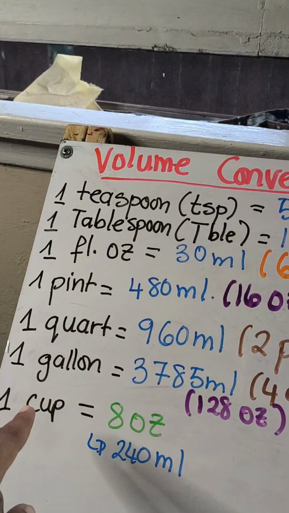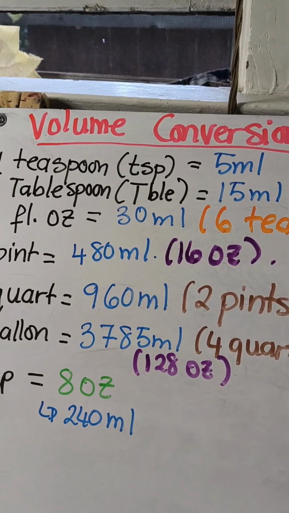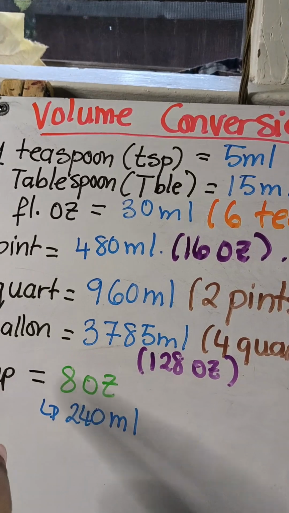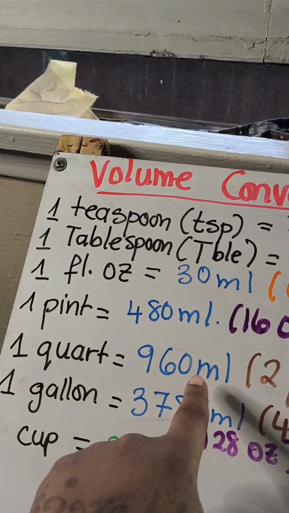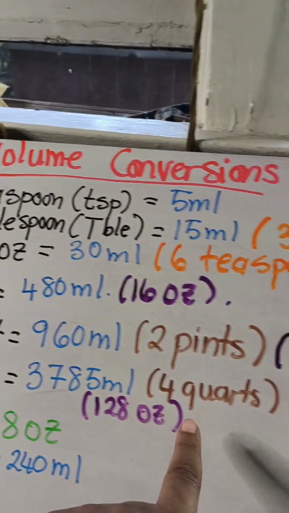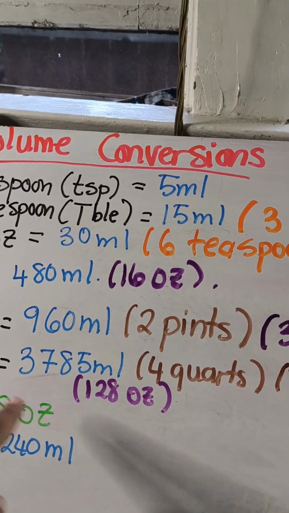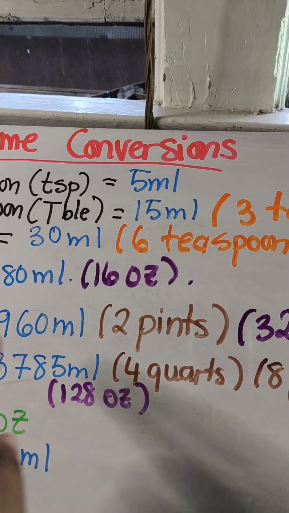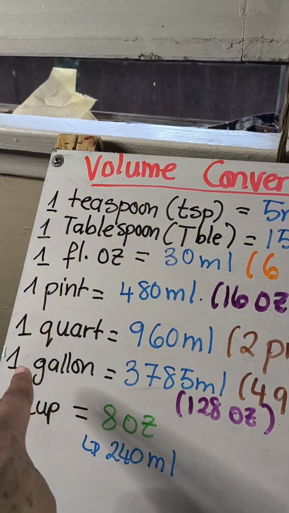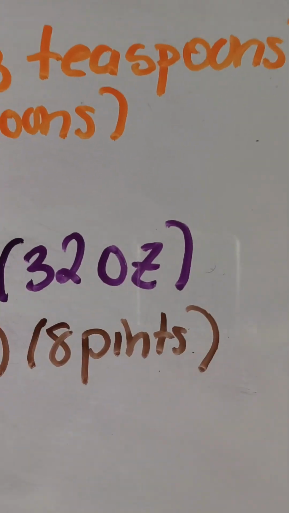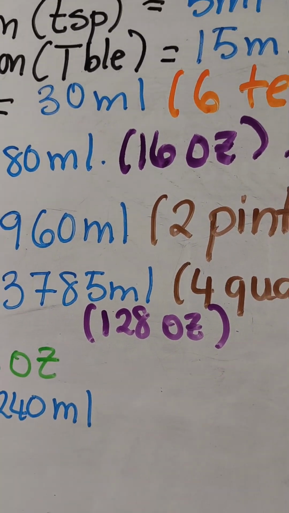1 gallon in milliliters is 3,785 milliliters. 1 gallon is also 4 quarts. So 1 quart is 960 milliliters. So if you do 960 milliliters times 4, you should have this number. 1 gallon being 4 quarts means that we have 8 pints, because 2 pints is 1 quart. So 1 gallon is 4 quarts, 1 gallon is 8 pints, and 1 gallon is 128 ounces.